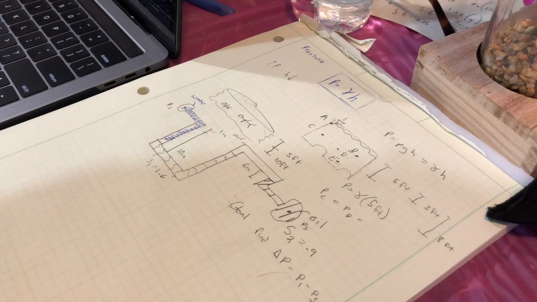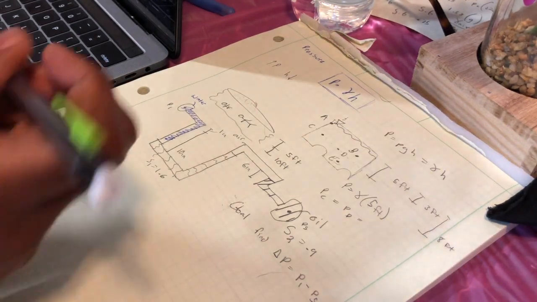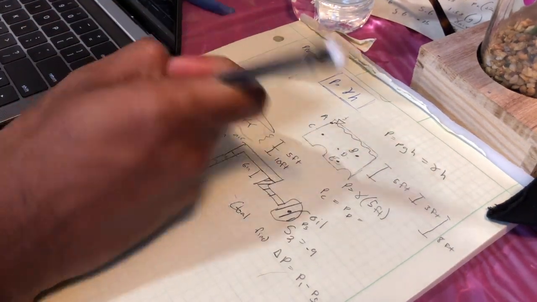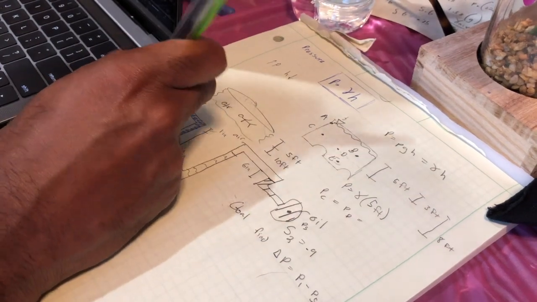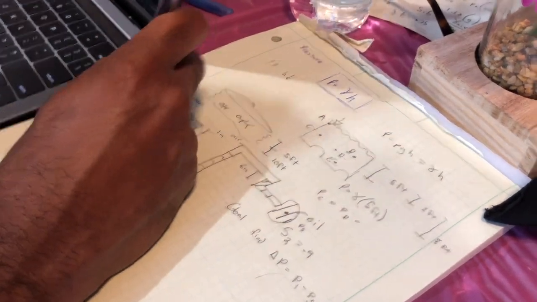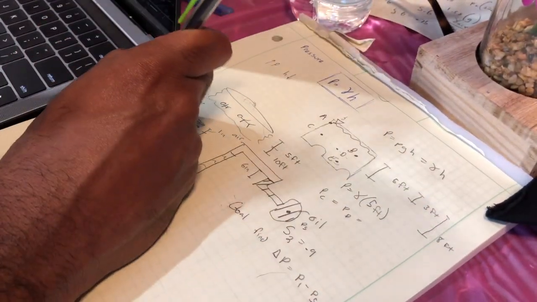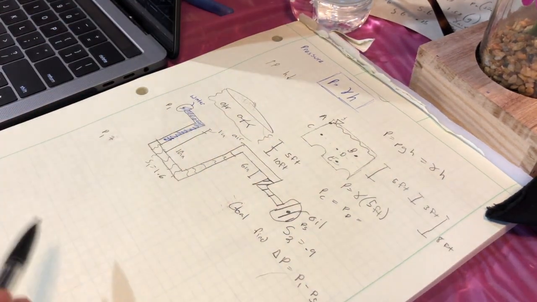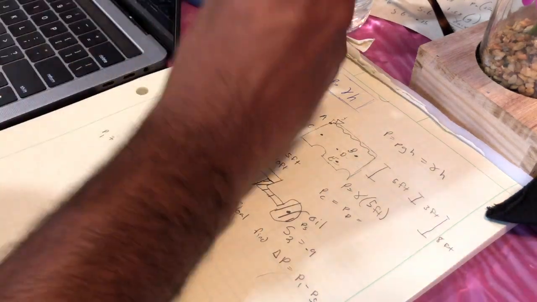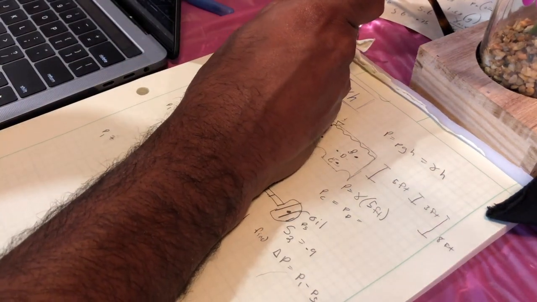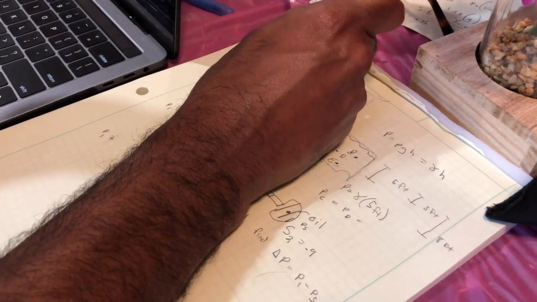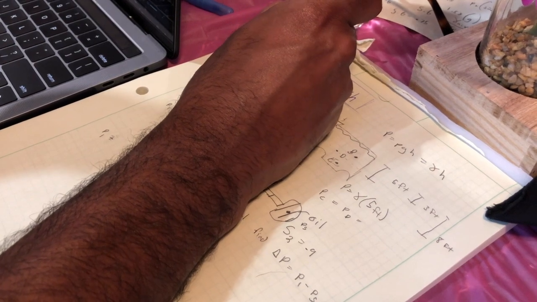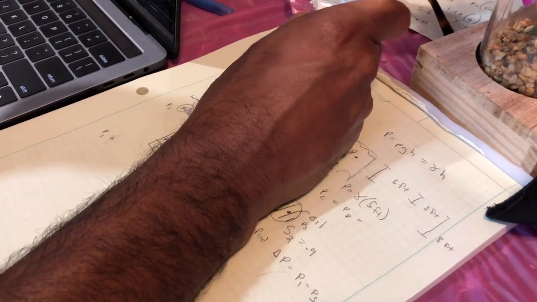And to set it up, you need to do P1 plus the water. And since you're going down, when you're going down in a manometer, it is positive pressure.